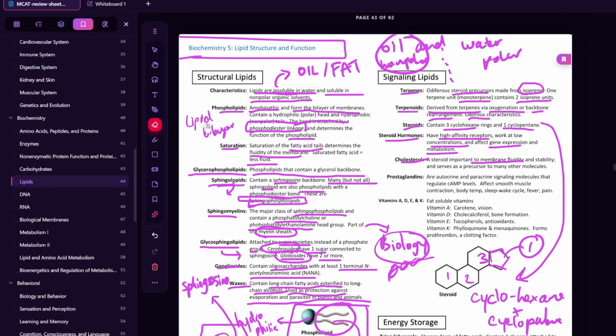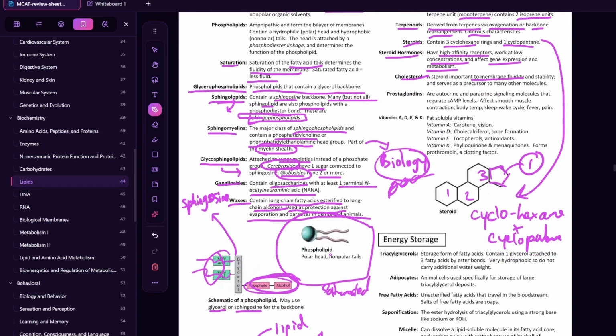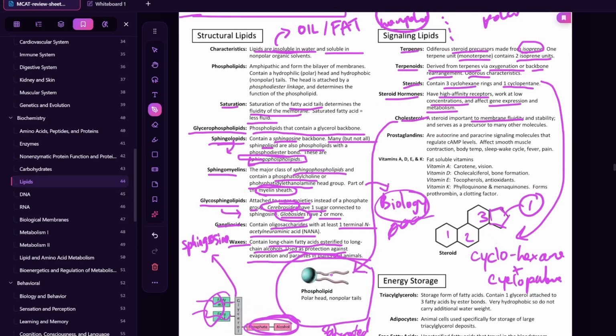So remember, your cells have a membrane made up of these phospholipids, or we can show the picture of this here. Right, so your cell membrane is made up of these phospholipids. And so cholesterol might be inside of a membrane, not inside of the phospholipid itself, but within the membrane to impact the membrane's fluidity and stability, and serves as a precursor to many other molecules.